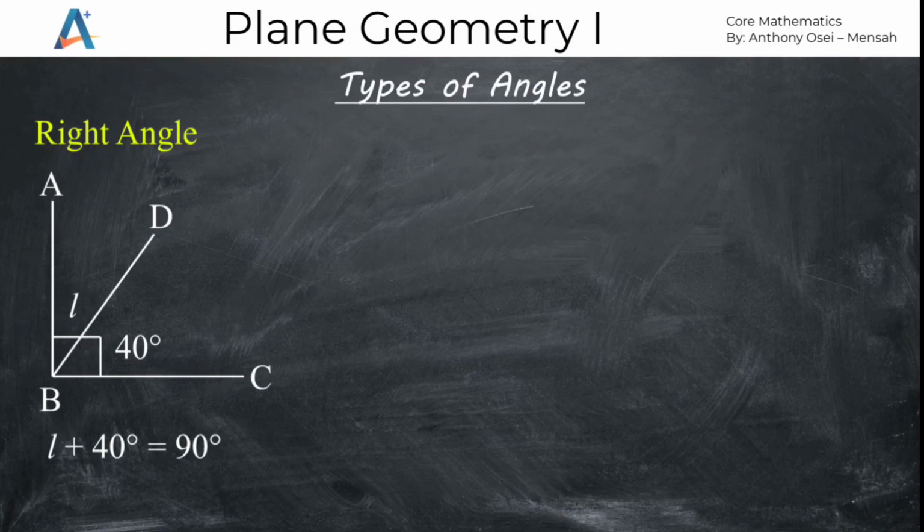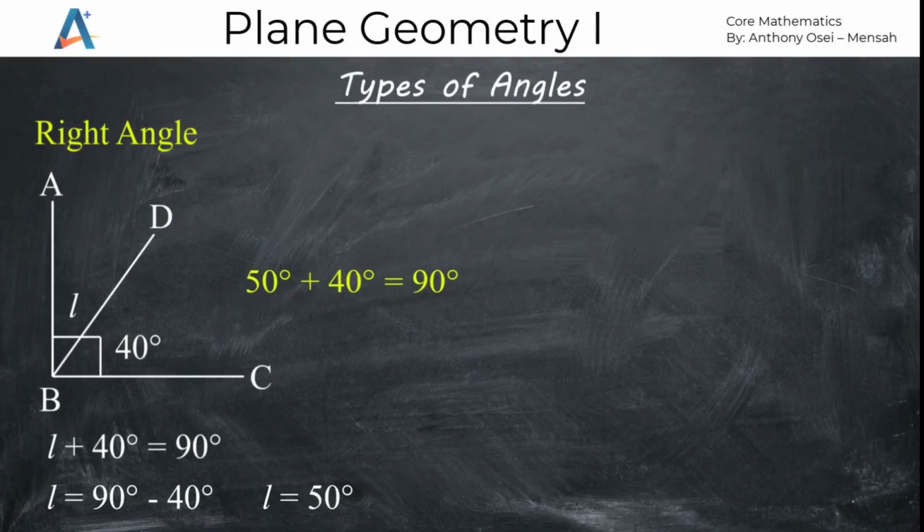So if you want to find the value of L, it becomes L is equal to, we take the positive 40 degrees to the other side, that is the right hand side, to subtract because it crosses the equal sign. So 90 degrees minus 40 degrees. Then L is equal to 50 degrees. What does that mean? It means the value of L is 50. Now let's see whether that is true. If L is 50, it will be 50 plus 40, which is 90. So truly it is correct.